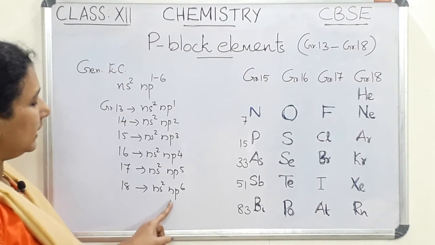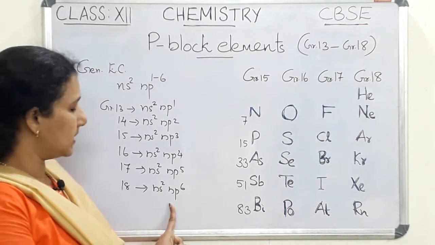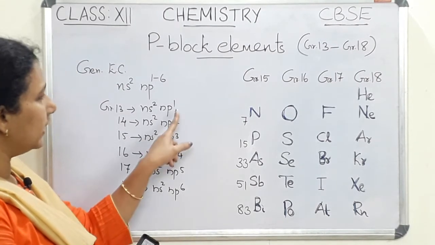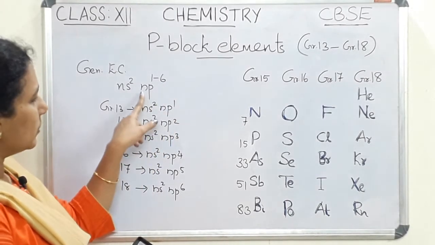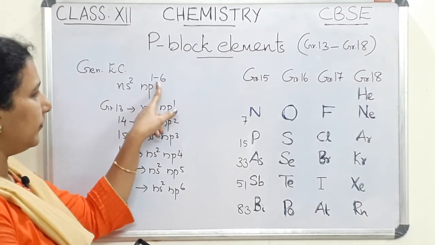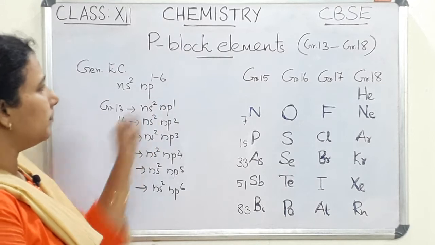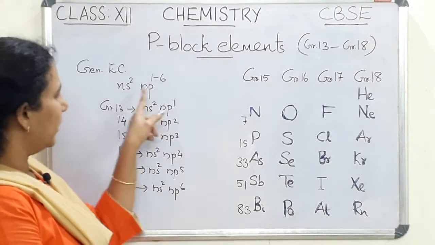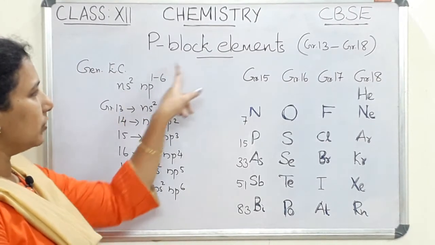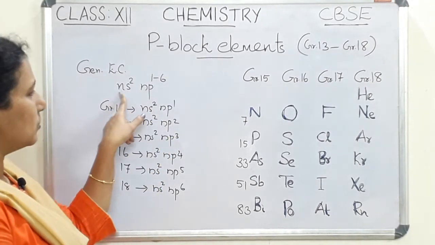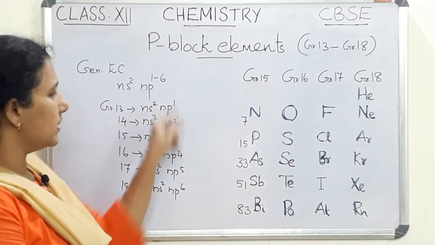So in P subshells the electrons are filled in the case of P block elements. So P subshellile electrons fill ചെയ്തുകൊണ്ടിരിക്കുന്നു. അതാണ് P block elements എന്ന് പറയുന്നത്. So the general electronic configuration of P block elements is NS2 NP 1 to 6.